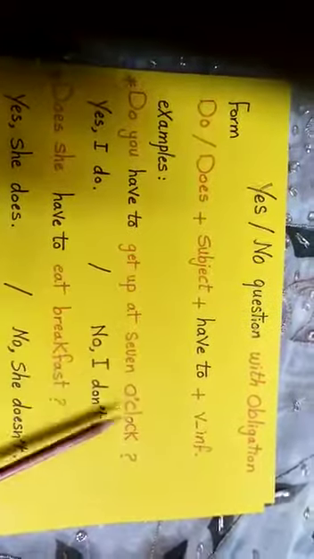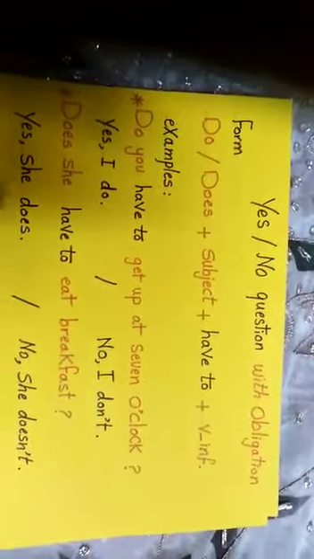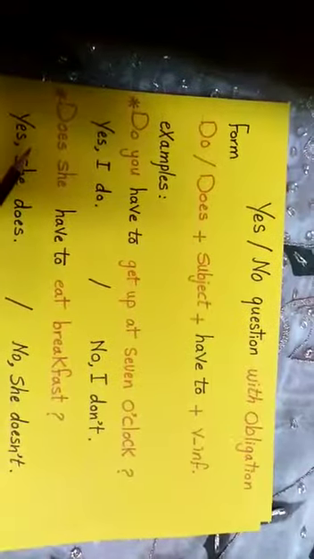For example, do you have to get up at 7 o'clock? We use do. The subject is you. And have to plus verb infinitive get up at 7 o'clock. The answer with yes: yes, I do. With no: no, I don't. Okay? Another example.